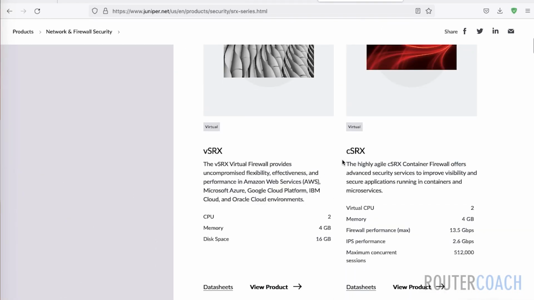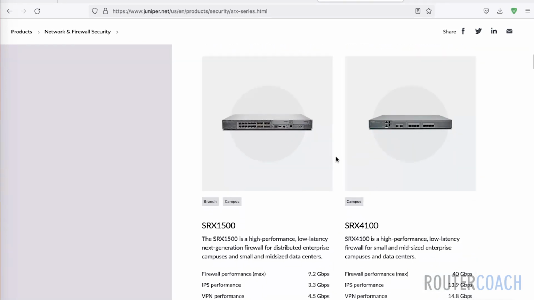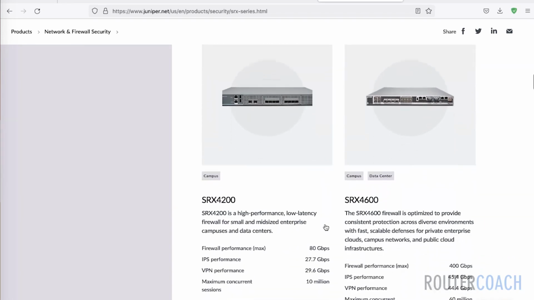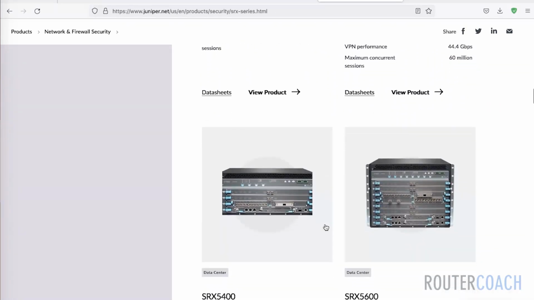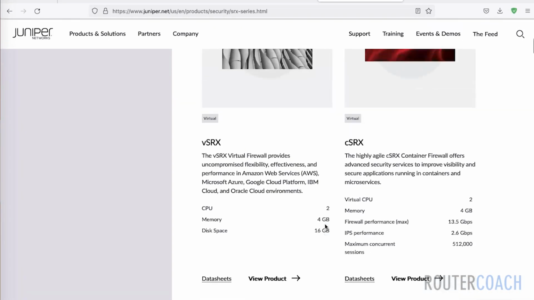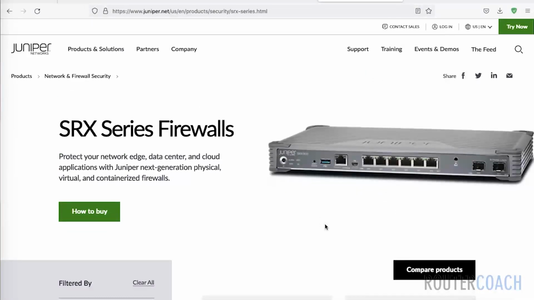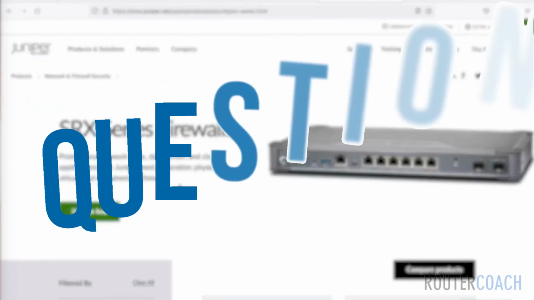You have the vSRX and the cSRX, which are virtual. Then you have the physical SRXs, which are the firewalls. And all you really need to know, or all I think you need to know, is that if it says SRX, then it's talking about a Juniper security product.